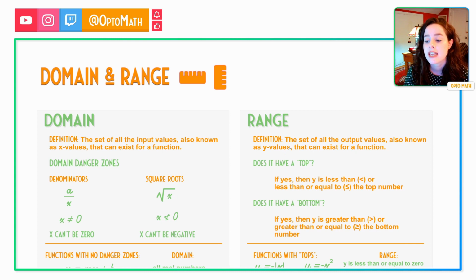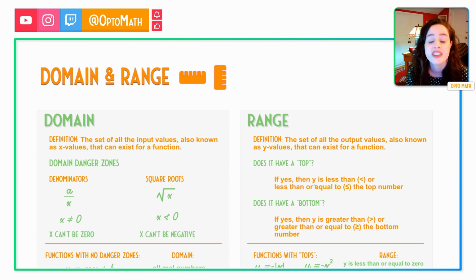The definition says the set of all output values, also known as y values, that can exist for a function. So domain is x values and range are the y values that are possible. So here are some questions you can ask yourself when you're trying to determine the range of a function. Does it have a top? Think about some functions that have a top, maybe a downward pointing arrow parabola, or an upside down absolute value, which would be negative absolute value of something.